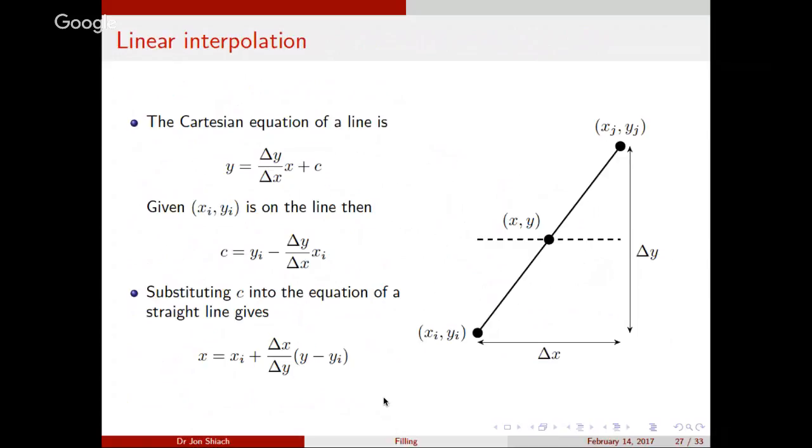So if we rearrange this to make x the subject, and substitute in our expression for c, we get this down here. Notice it's delta x over delta y, whereas up here it was delta y over delta x. So that's why, when I showed the algorithm before, it was delta x over delta y. It's because we're calculating what x is, not what y is.